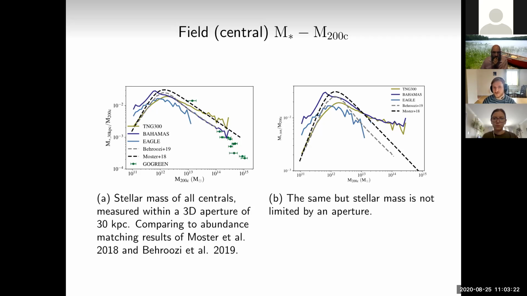When it comes to the total, there is an upturn in the high mass, as you'd expect, but the amount that each simulation turns up is more for Bahamas than it is for TNG, suggesting that Bahamas halos are less compact. So more of the stuff is getting cut out by imposing this 30 kiloparsec aperture. That's something to bear in mind, and that's influenced by the implementation of feedback. But that's okay. So field stellar mass content works okay.